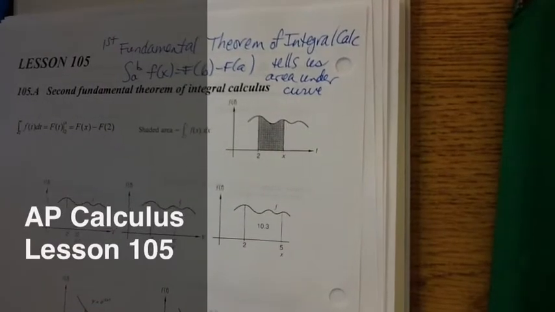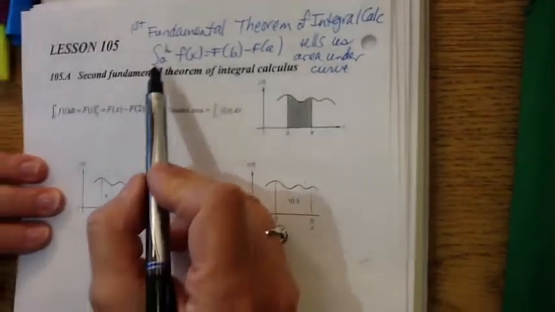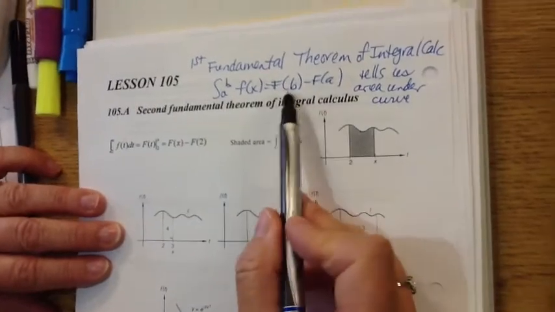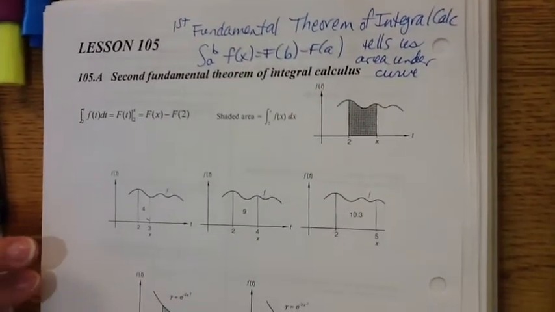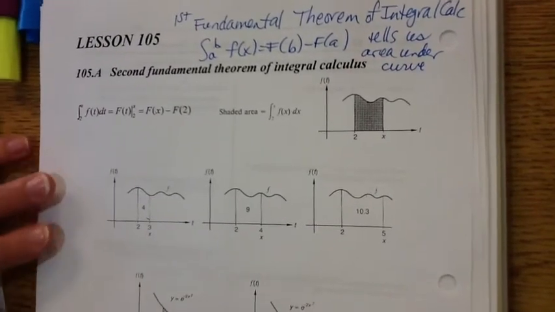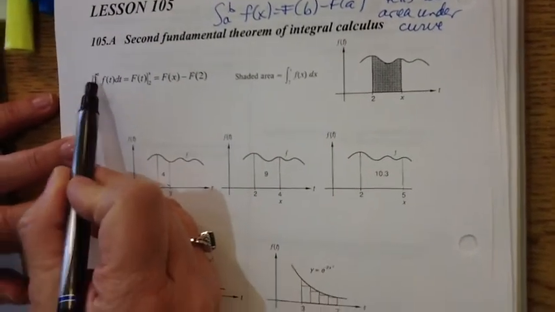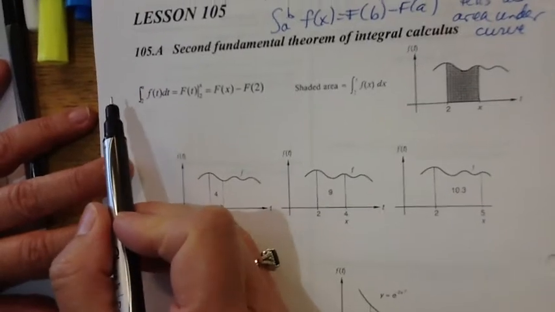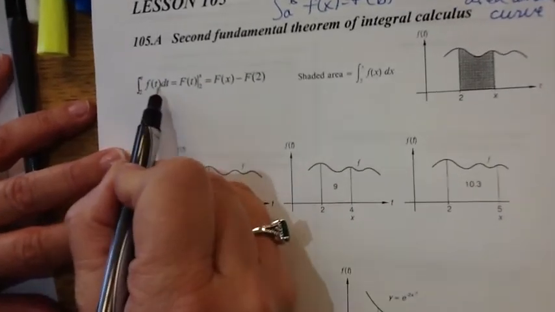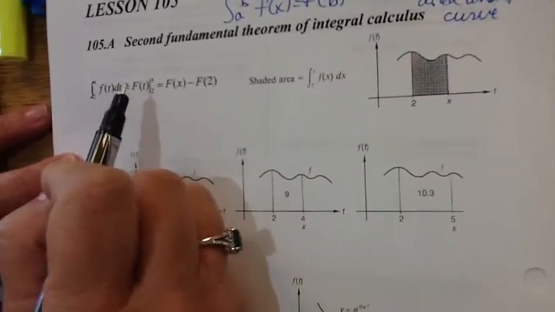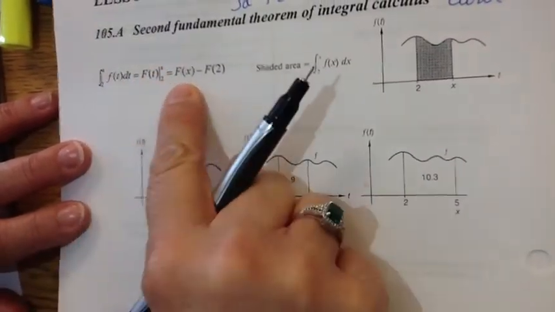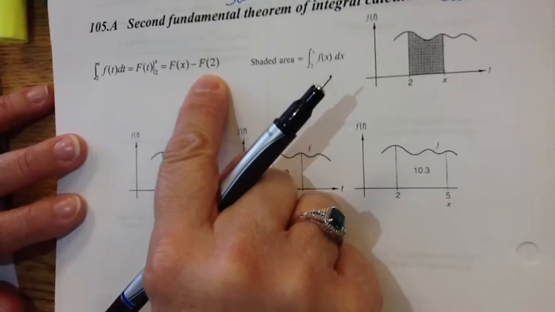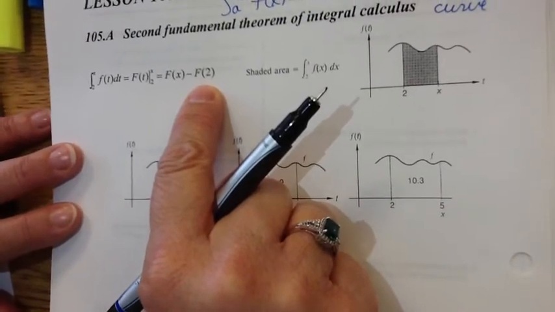...tells us the area under the curve, and if you integrate from a to b, it's F of b minus F of a. The second fundamental theorem of integral calculus states the following. Notice this goes from 2 to x, so x is a variable, of f of t dt. You integrate it and you get F of t from 2 to x, which is going to be F of x minus F of 2.